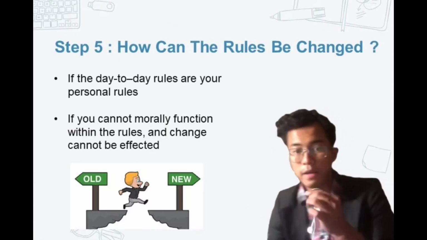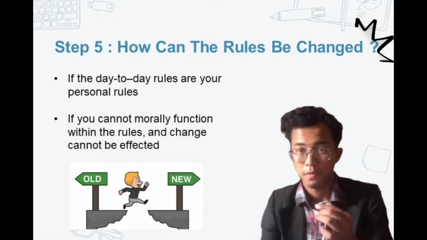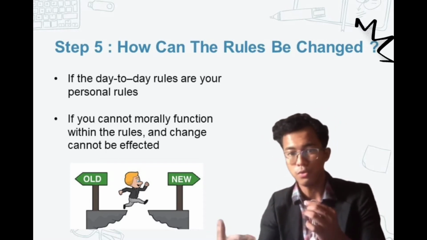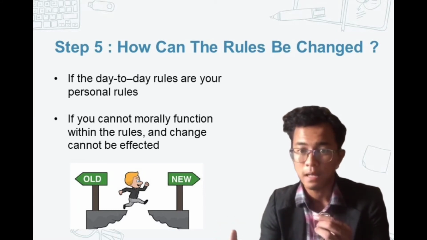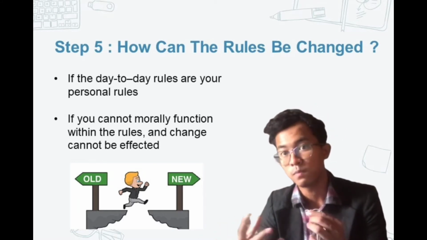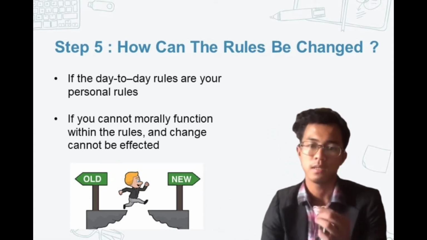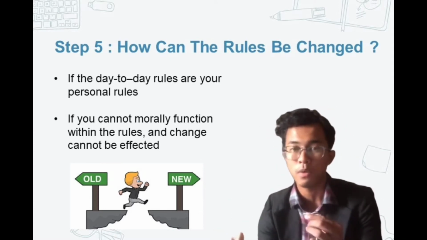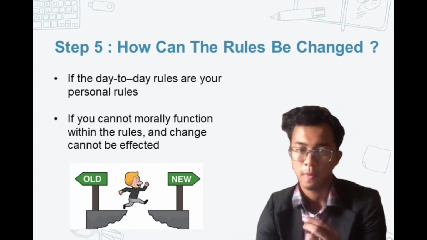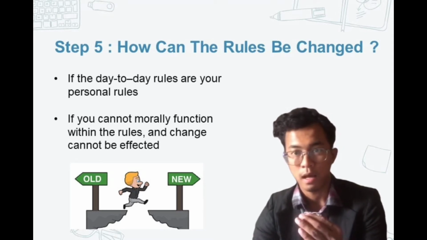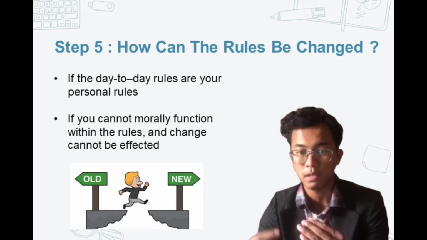Right. For the final step, which is number 5, how can the rules be changed? If day-to-day rules are your personal rules, you can readily make a change. But sometimes in sports, this change is mostly made by influential persons like politicians that have power to change the rules or improve the rules. The change they make gives a benefit to others who are participating.